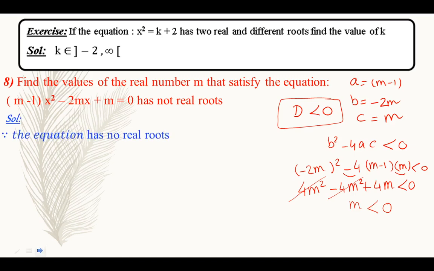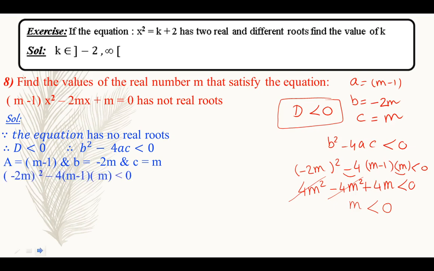Solution. The equation has no real roots, so the discriminant is smaller than 0. b square minus 4ac smaller than 0. A equals m minus 1, B equals negative 2m, and C equals m. By substituting in the discriminant, you will find that negative 2m power of 2 minus 4 multiplied by m minus 1 multiplied by m is smaller than 0.